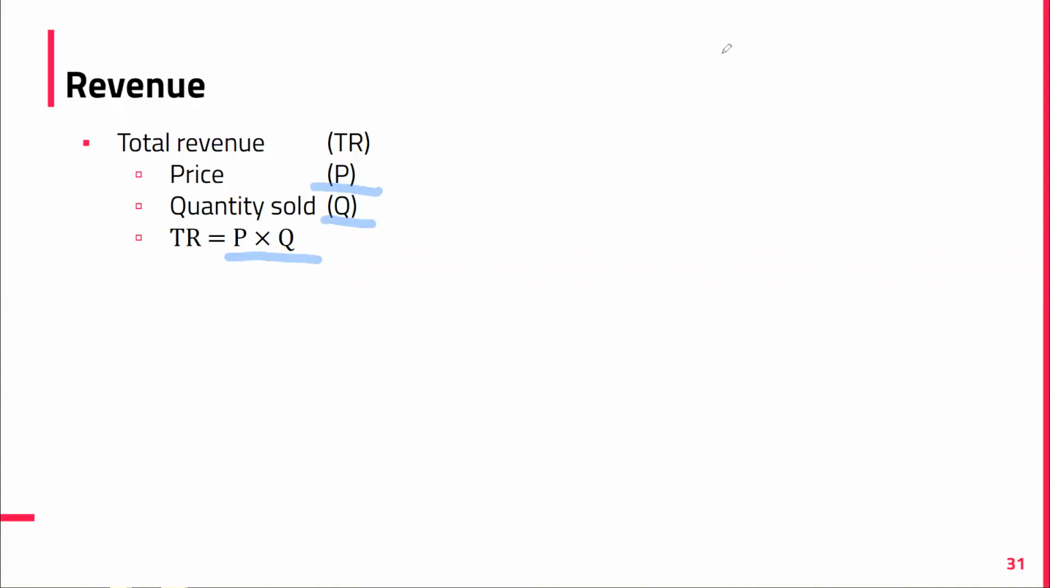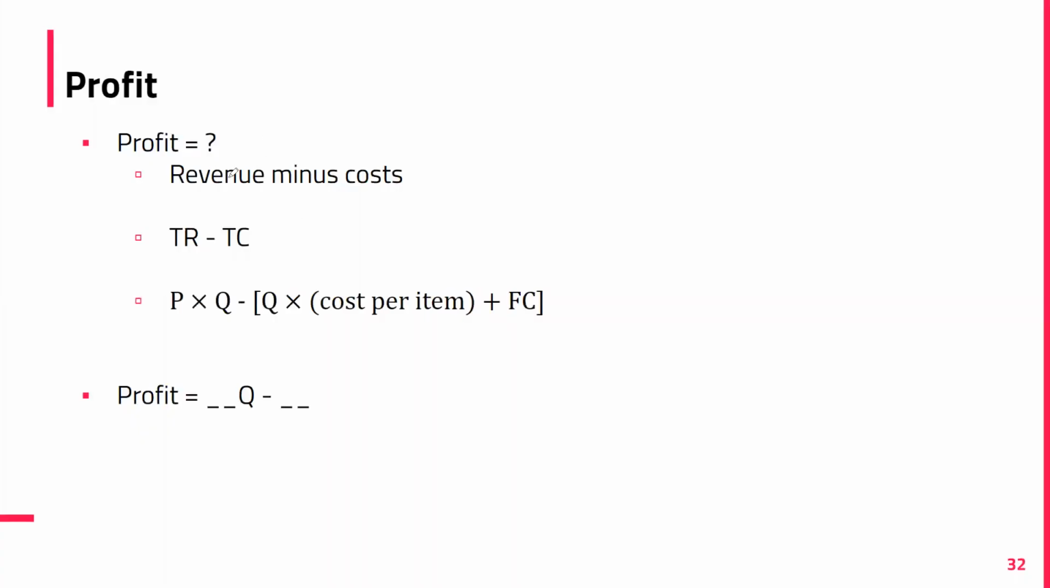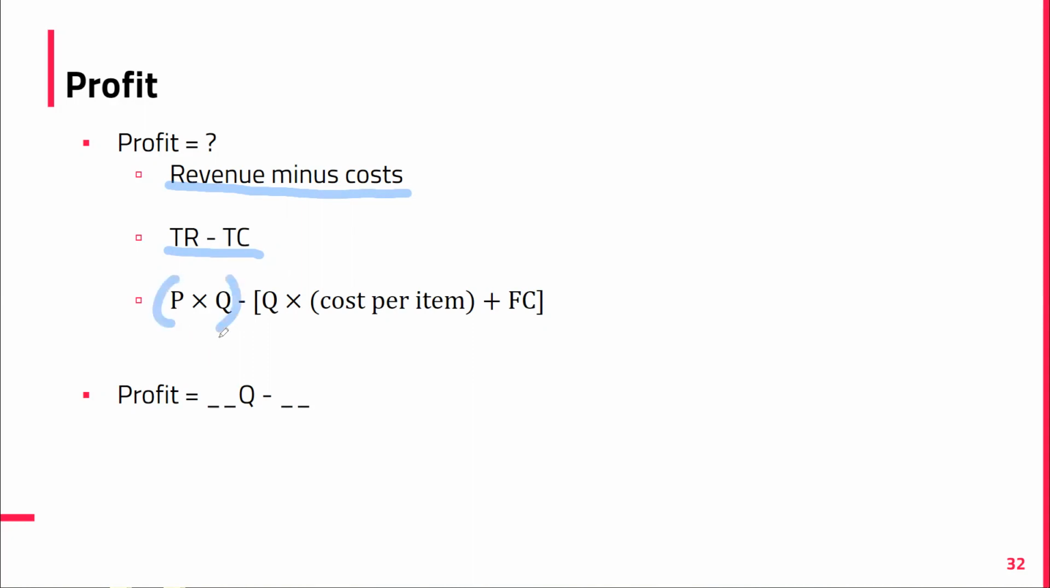All right, the last part of this is profits. So profit is just revenue minus costs. That's our TR minus our TC. If we put all that together, that's total revenue, price times quantity, and then our total cost is the variable costs plus the fixed costs. So we have our revenue minus our costs, and then that gives us our profit.